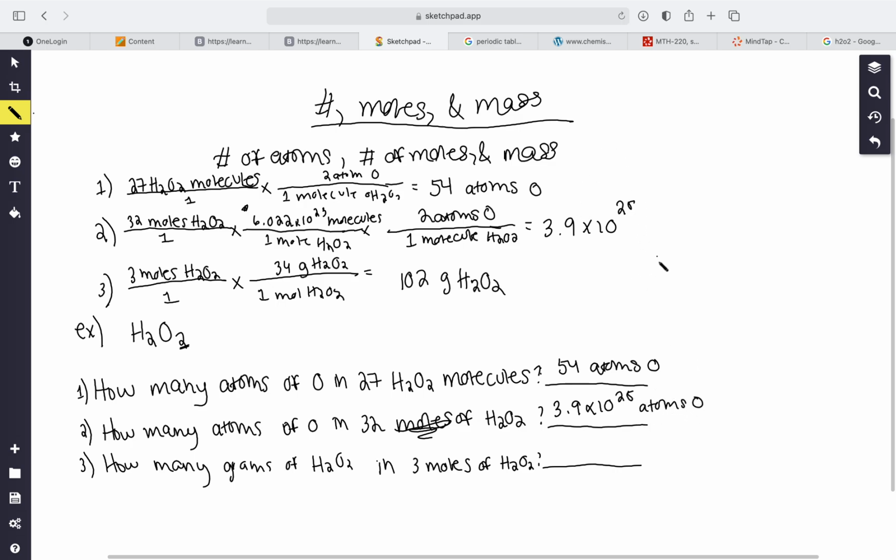Oh, this is supposed to be atoms. Oxygen atoms. Oh my, I did not spell that right. Okay, so that's how you do that, grams of H2O2. Cool.